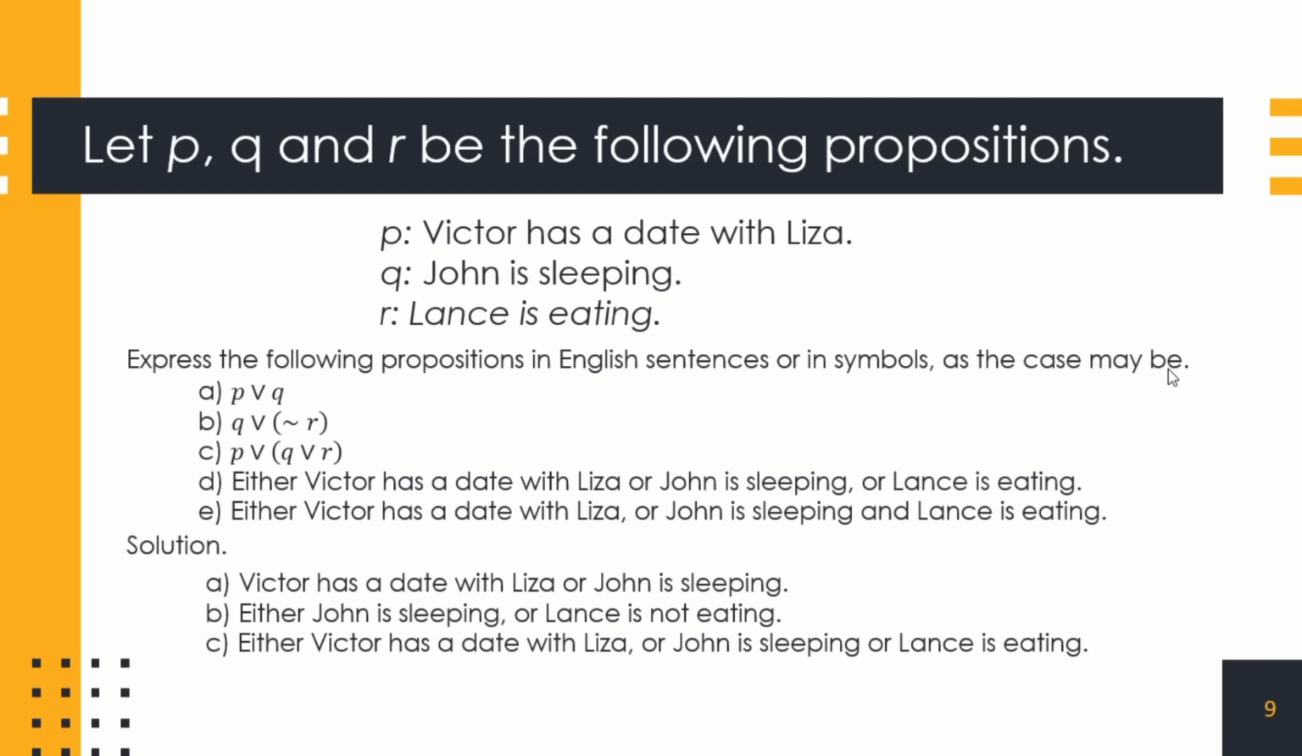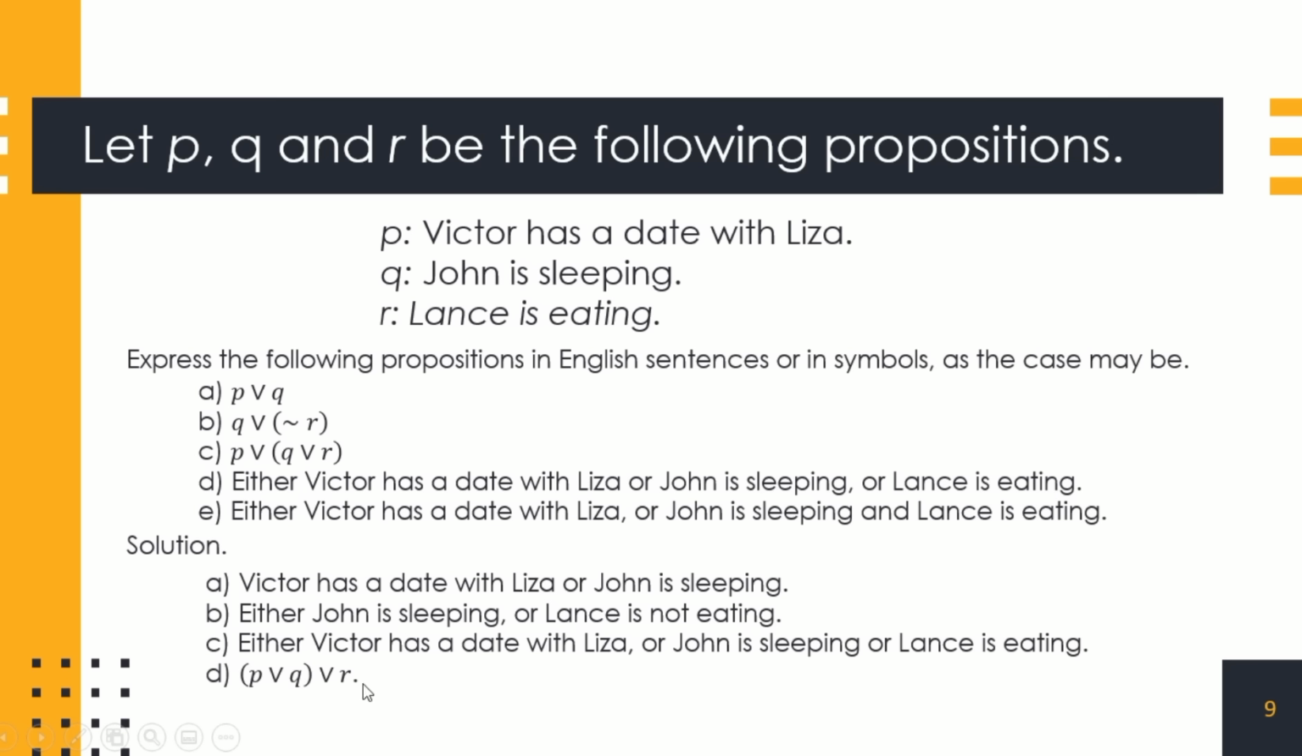Okay, for letter D, since in sentences yung given natin, so i-write natin into symbol. So, sino ang dapat magkasama dyan? So, since nandito yung comma natin, so magkasama yung either Victor has a date with Liza or John is sleeping. Kaya, magkasama sila sa loob ng parenthesis. So, again, yung gamit ng comma natin, ibig sabihin, para mahiwalay natin yung magkasama at yung mag-isa lang.